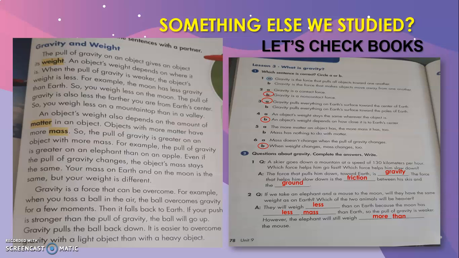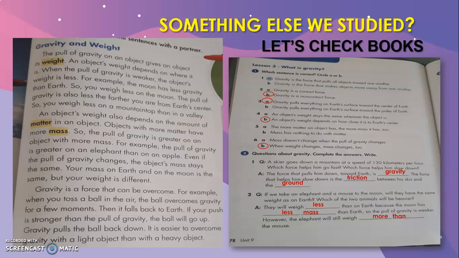As we have said beforehand, this is merely a review. Eva, in number 4, A or B? B. An object's weight depends on how close it is to Earth's center. Very good. Number 5, Majo.